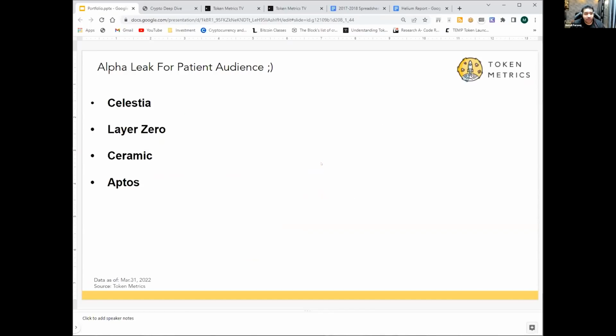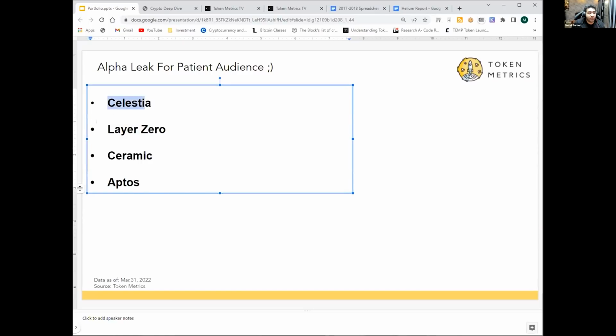Also, since you have been very patient with us, there is some alpha leak for you. In the future, these are some of the projects that we are looking into. These are not publicly listed yet, but in let's say 1 year to 1.5 years, these projects will be listed in the market, and we have already analyzed them for you. Once they launch, we can provide you evaluation and analysis on whether you should buy them or not. But at the moment, given the potential and innovation these projects are bringing, I think these are very good projects for the long run. So Celestia is trying to make Ethereum 2.0.